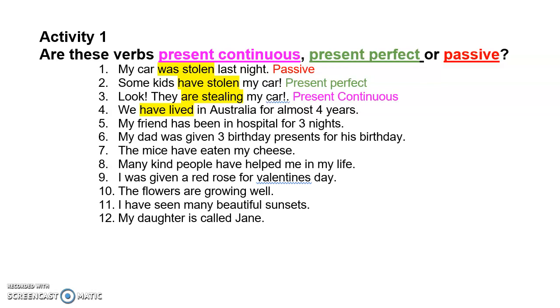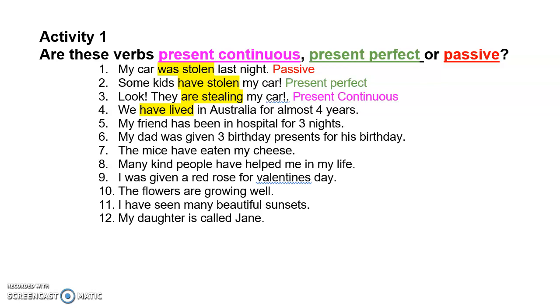Number 7, the mice have eaten my cheese. First find the verb, have eaten. The first verb is to have, and the second verb is the past participle, eaten. This tells us that it is the present perfect. So at the end of sentence 7, write present perfect.